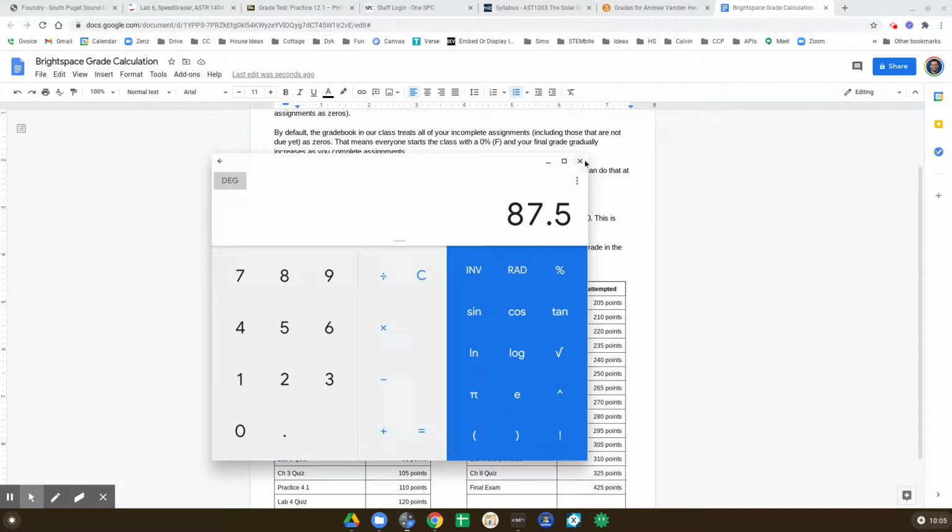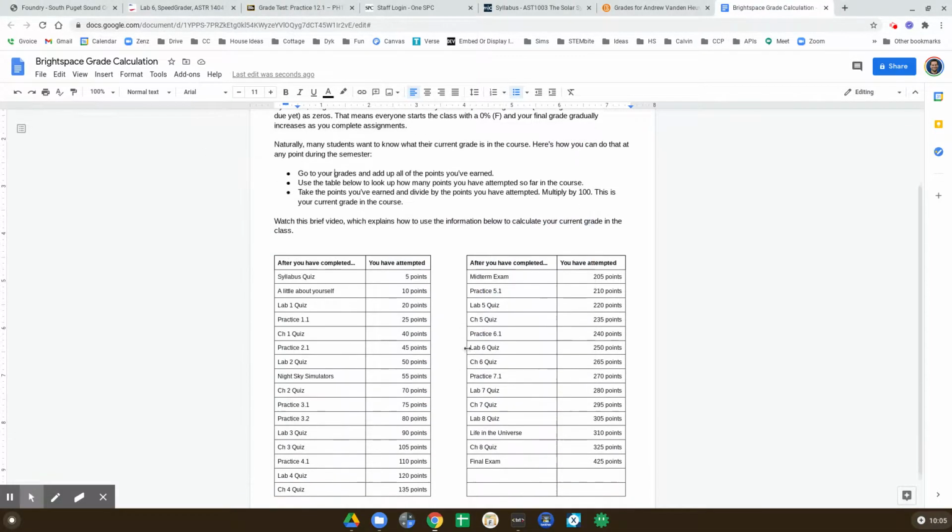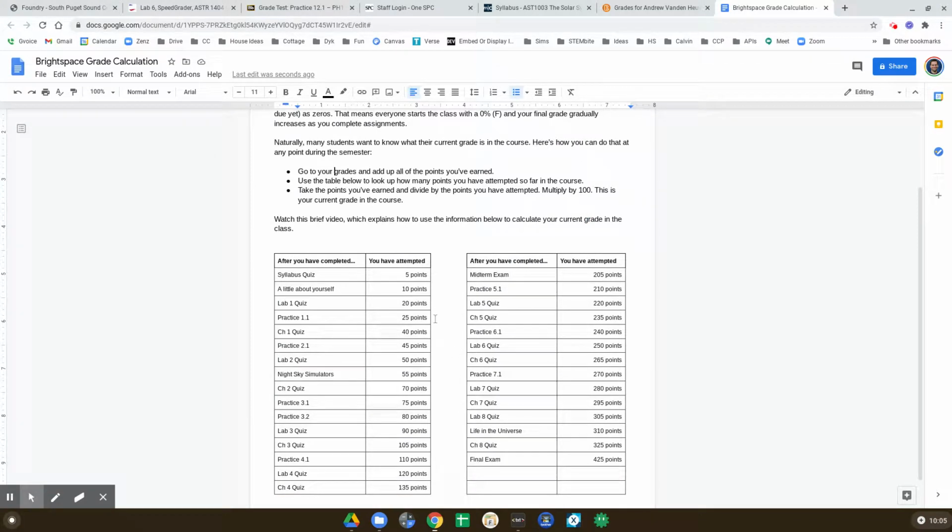be 87.5. So you can do that at any point throughout the class, adding up the points you've earned, dividing by the points you would have attempted up to that point. Hopefully that makes good sense.